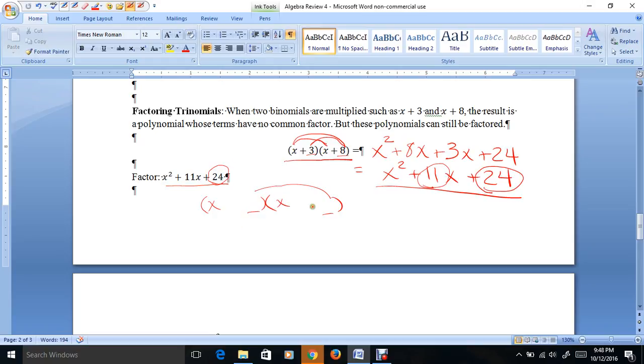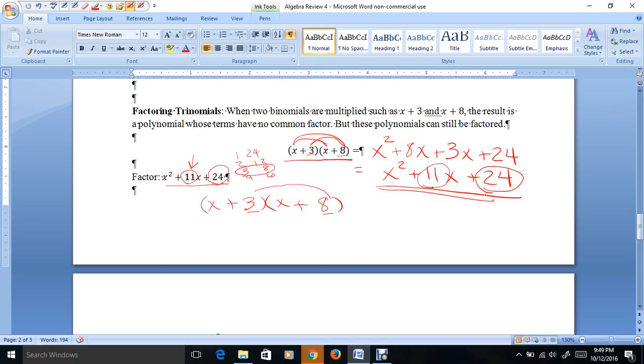So these two numbers have to multiply together to be 24, so it could be 1 and 24, it could be 2 and 12, it could be 3 and 8, it could be 4 and 6. So any of those are possibilities, but the other limitation is that the two numbers have to add up to 11, and the only two that are going to work here would be the 3 and the 8. So I'd have a 3 here and an 8 here, and that would be the factorization of this trinomial, x plus 3 times x plus 8, and if you multiply it out, just like we did here, it's the exact same thing, you get this.